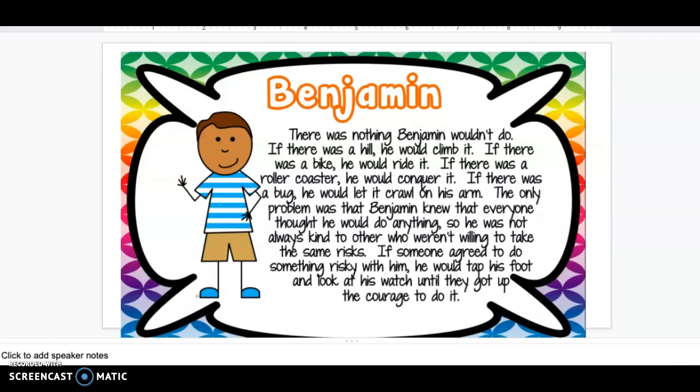Okay, well, I can tell he's very adventurous and he's a risk taker right off the bat. But then towards the bottom, when he says that if anybody agrees to do it, then he's going to just tap his foot, look at his watch until they finally do it, meaning that he's like, okay, any day now. So he's very impatient and a little bit rude. So those would be Benjamin's character traits.